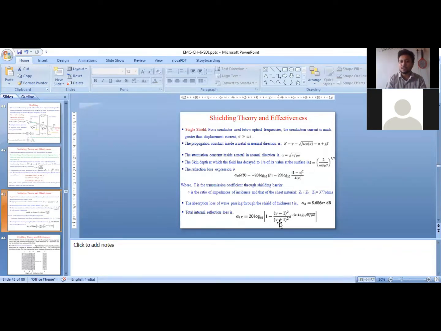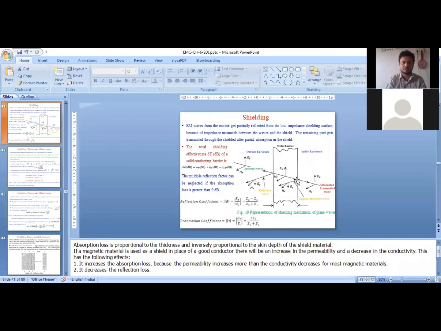And what is V? It is Z1 by Z2. So what I'll get from this is Z1 minus Z2 divided by Z1 plus Z2. And that is nothing but the reflection coefficient that is happening at the interface between the air and the metal. So that is this particular factor, V minus 1 whole square divided by V plus 1 whole square, that is nothing but the reflection happening at the second interface over here.